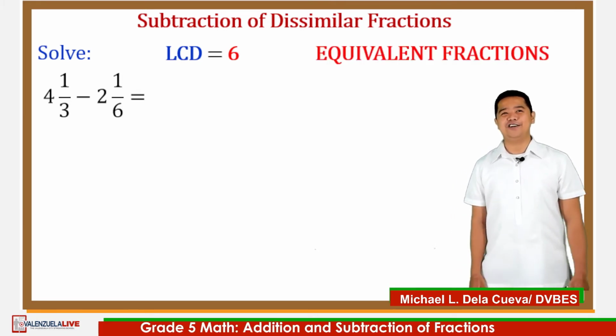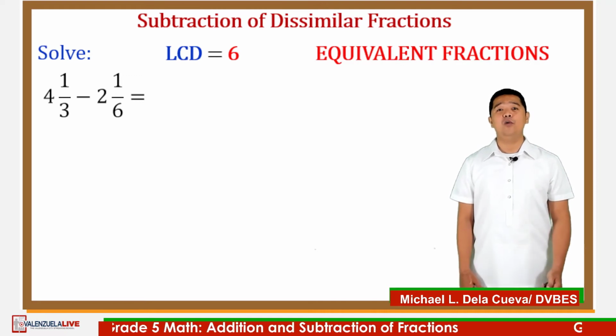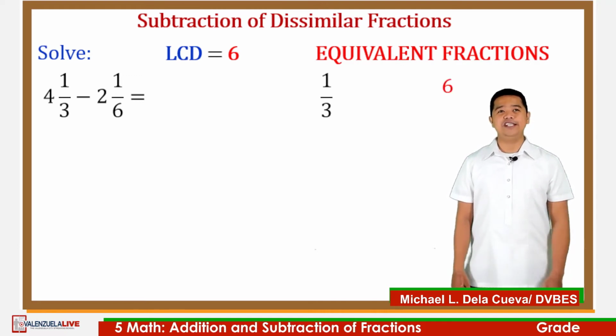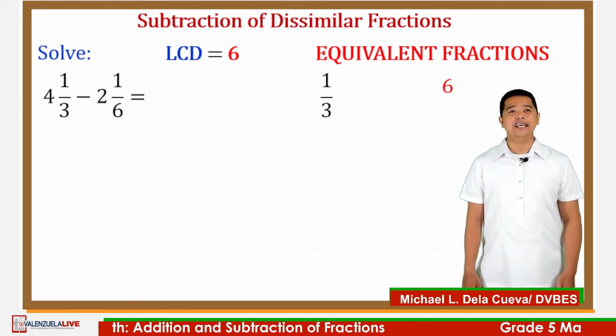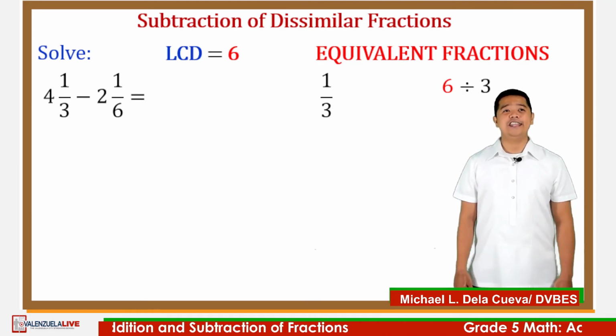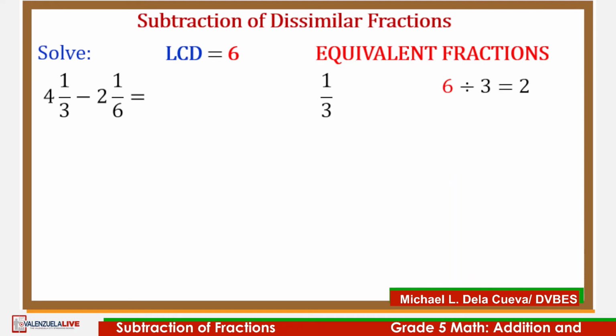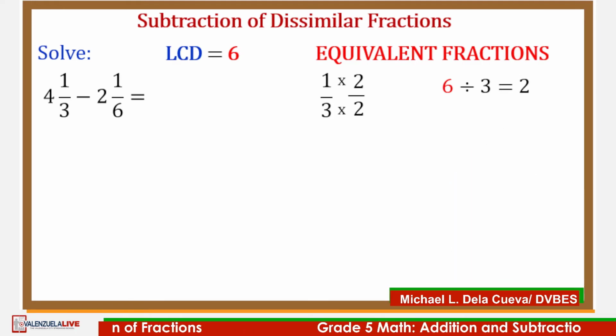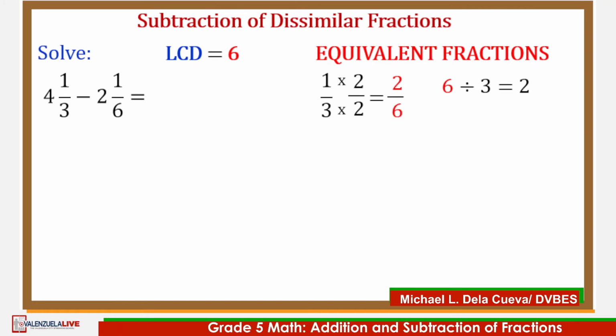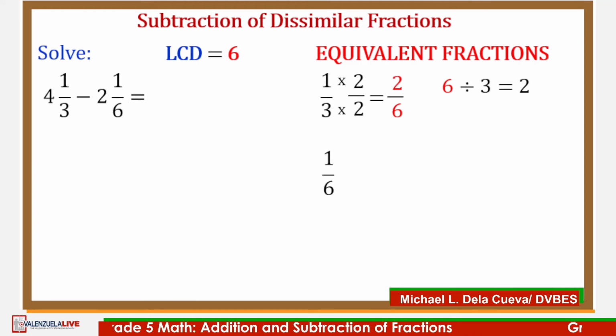Equivalent fractions. Okay, let us get the equivalent fraction of 1/3. Using the LCD, let us divide by the denominator, which is 3. 6 divided by 3 is equal to 2. Very good. And then multiply to its numerator and denominator. 1 times 2 is equal to 2, and then 3 times 2 is equal to 6. We have 2/6.